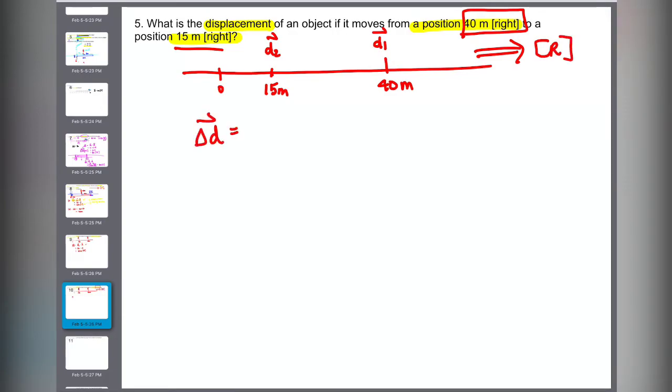The equation for displacement is D2 minus D1. D2 is 15, D1 is 40. 15 minus 40 is negative 25. Okay, let's see if you get it. Negative 25 meters. Is it negative 25 meters to the right or left? You write it down first, and then I'll tell you what it is.